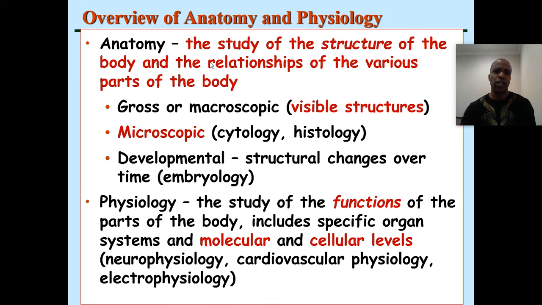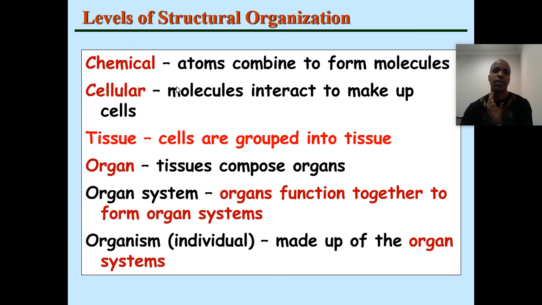Overview of anatomy and physiology. Anatomy is the study of the structure of the body and the relationships of the various parts of the body. You've got gross or microscopic, and developmental, meaning change over time. You've got the different levels of organization from the chemical, cellular, tissue, organ systems, all the way to the individual.